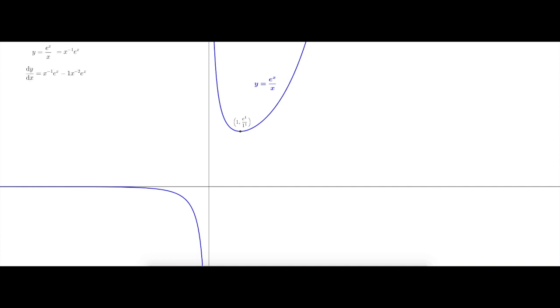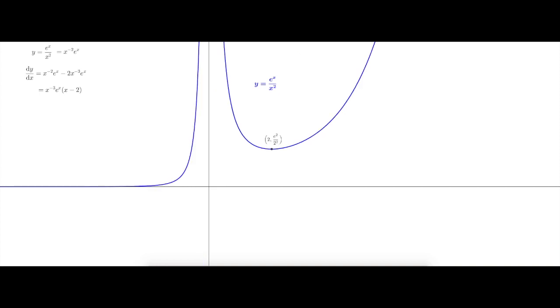Okay, we can take x to the minus 2 e to the x outside the brackets and factorize like that. And now we can see easily that there's a turning point when x is equal to 1. So that accounts for the turning point at 1, e. What about e to the x over x squared? Turning point is now when x equals 2.